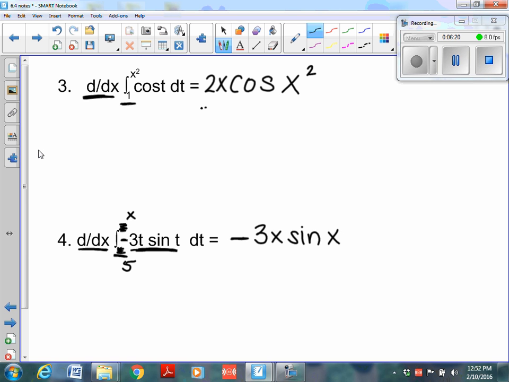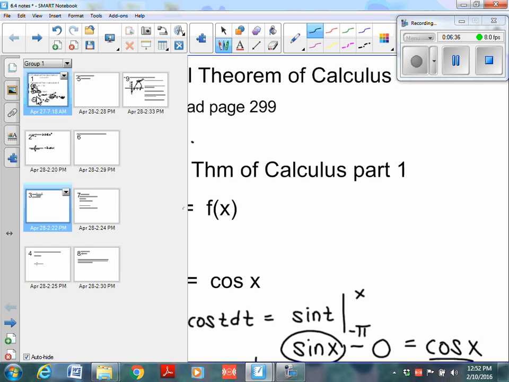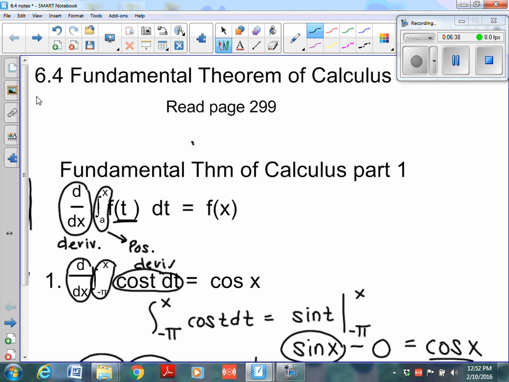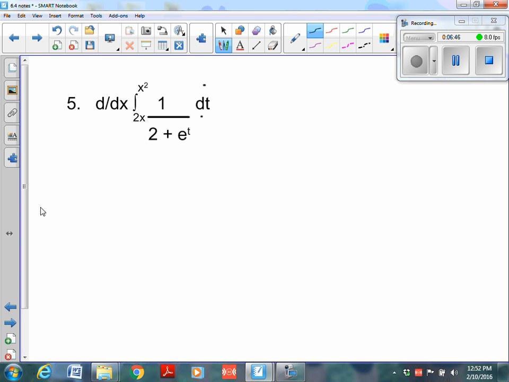Okay, now it's going to get a little harder, and this is where it gets harder. D over dx integrating from 2x to x squared, 1 over 2 plus e to the t dt. Okay? The fundamental theorem of calculus says that there's always a what at the bottom, a number, a constant, and there's always a variable up there, right? So what we need to do is use that one property that you learned yesterday.